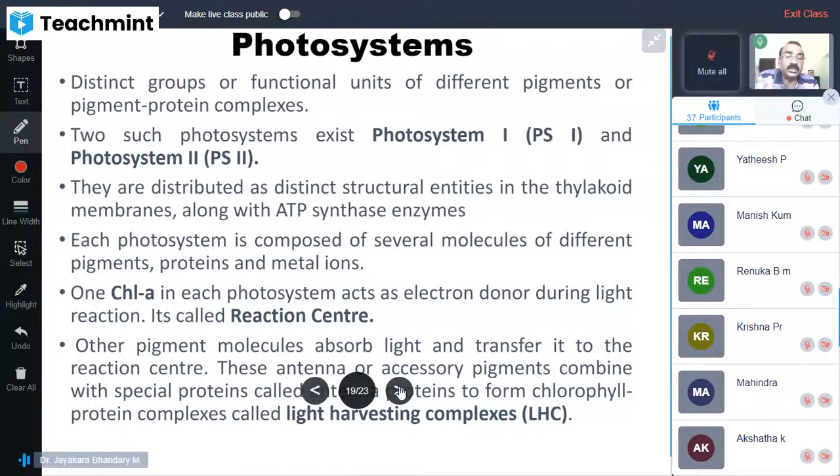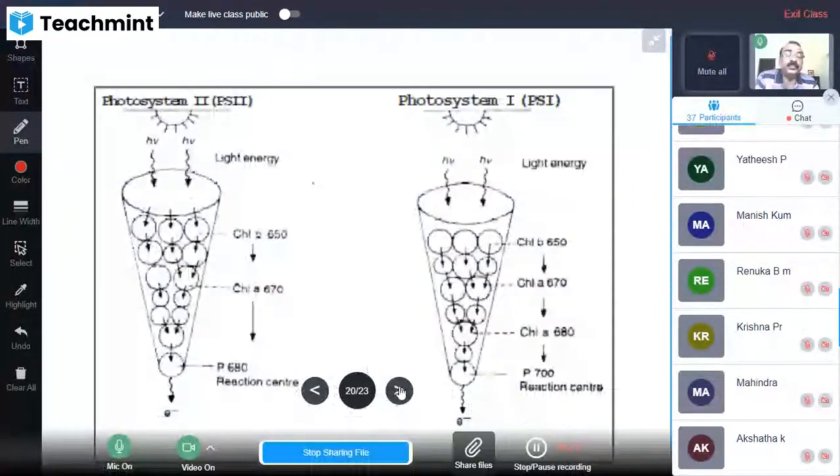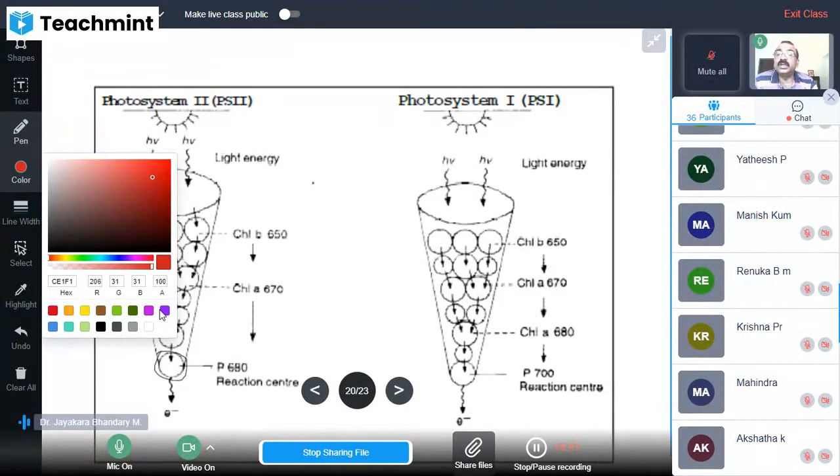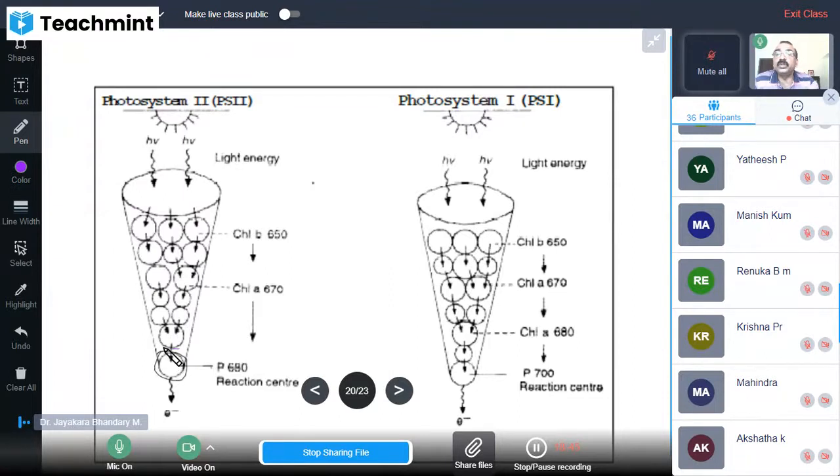Am I clear? So I think now you have got a picture of what is a photosystem. Am I clear? So this is the diagrammatic representation of a photosystem. So can you see one important chlorophyll A molecule here? See, this is a chlorophyll A molecule which is in the center. Look at this molecule.